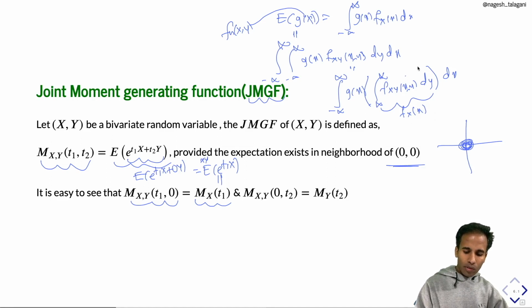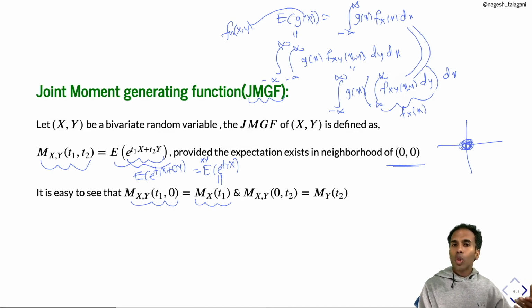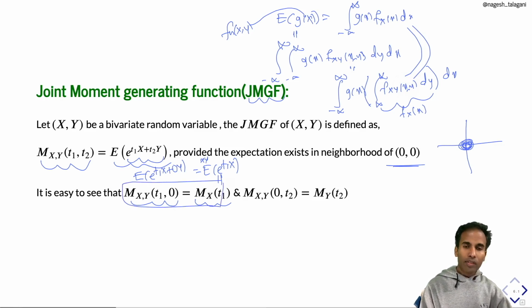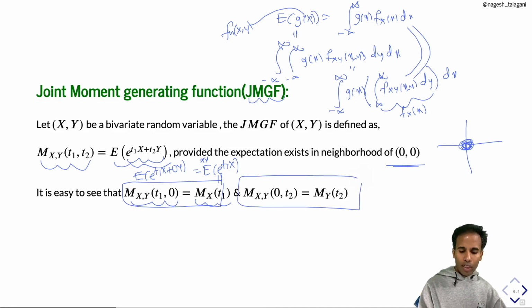So now you see these two are the same. So for a function of a univariate random variable X, the joint expectation will be the same as the univariate expectation. So that's why this makes sense. Similarly, the joint MGF value at (0, t2) is going to be the same as the MGF value of Y at t2. This is how we can easily get the marginal MGFs of X and Y from the joint MGF. Okay, fine.